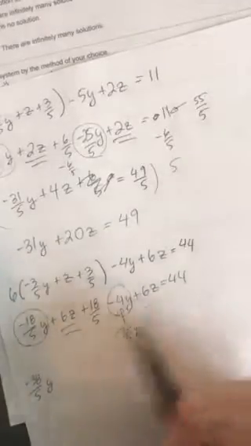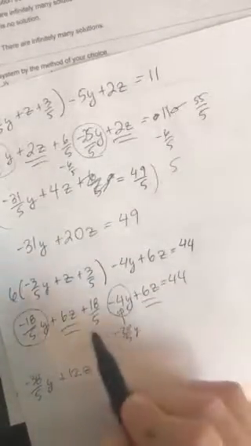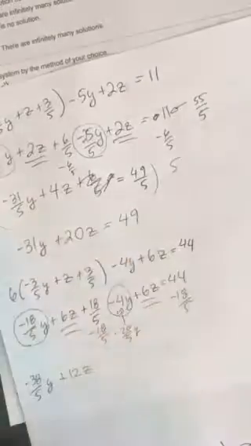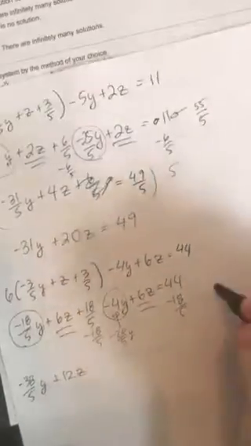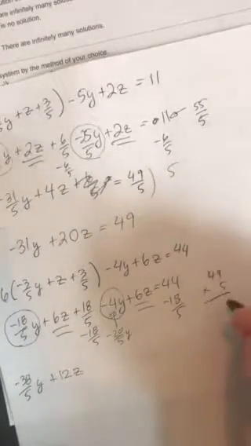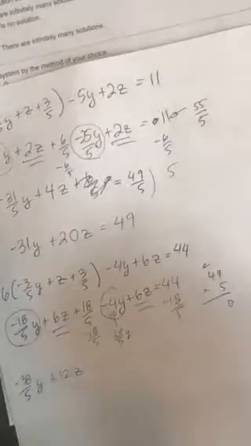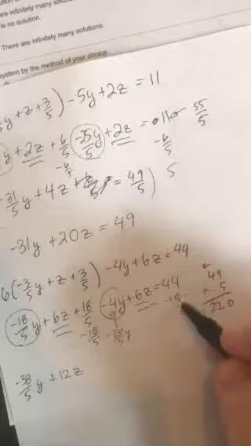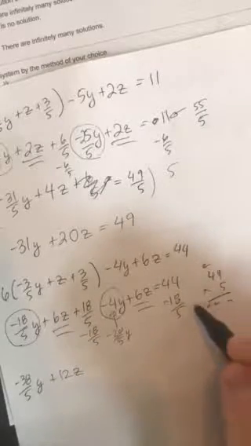The 6z is going to be plus 12z. Subtract the 18 over 5. So I need 44 times 5, so what's 44 times 5? That's going to be 0, carry the 2. And that's going to be 22, so 220. So this is 220 over 5.